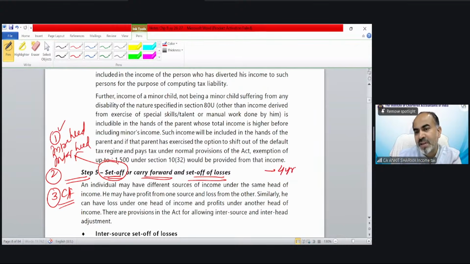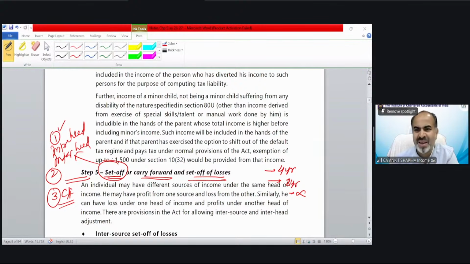For 4-year set off, for 8-year set off, and one is infinite. Can you give me an example? One example for each of these categories. Depreciation in 35 AD is infinite. Very good, Dhanlakshmi. 4-year for capital loss.